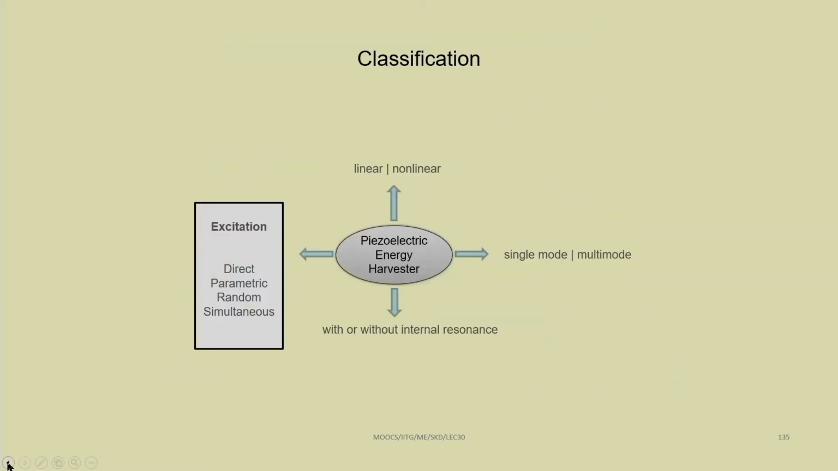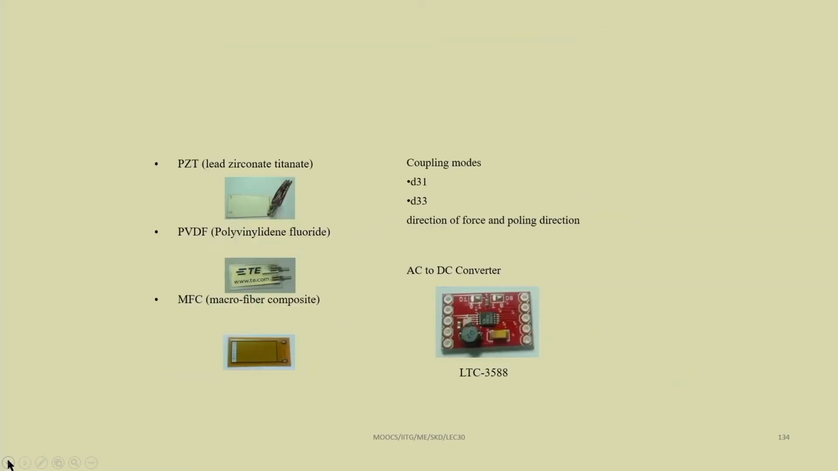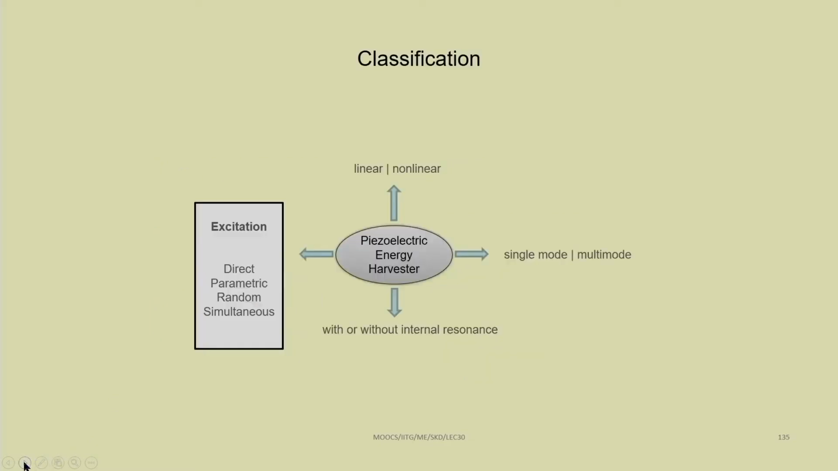Okay, so you can use, for example, PZT, lead zirconate titanate, where the coupling mode will be d31 or d33, then PVDF, where you can see the direction of force and poling directions, then MFC, microfiber composite. This is the MFC patch you can see. Then we require an AC to DC converter also for all this conversion mechanism.